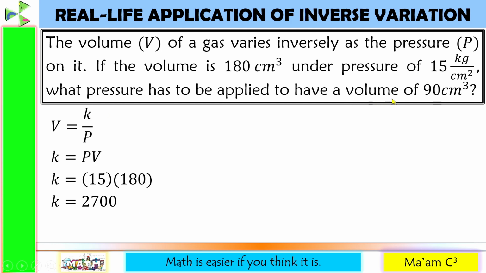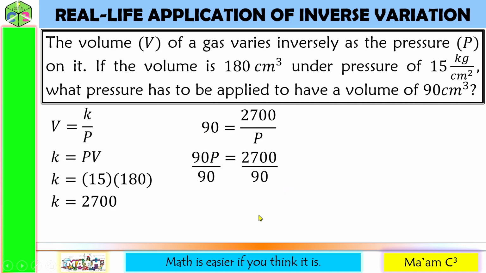Now that we already have the value of K, we can substitute it here. And we also have the volume, which is 90. So V is 90 and K is 2,700. We only have one variable left. Let us do cross multiplication. 90P is equal to 2,700. To solve for P, let us divide both sides by 90. 90 will cross out, so we have P is equal to 2,700 over 90. And this will give us 30.